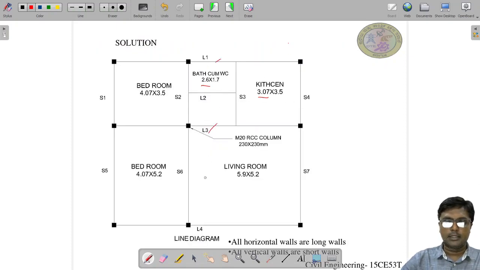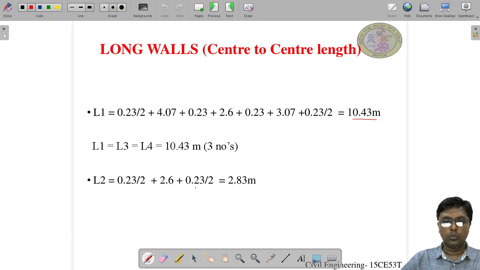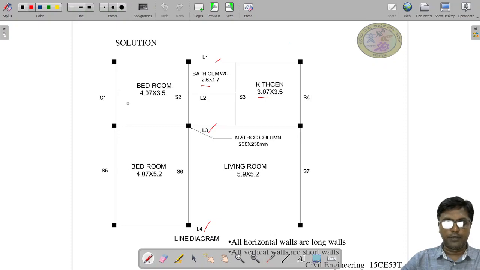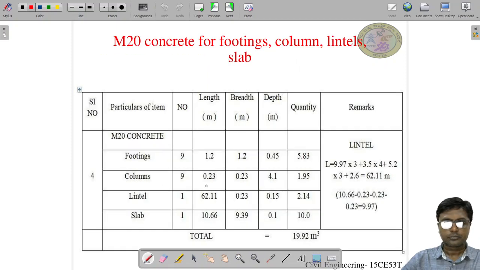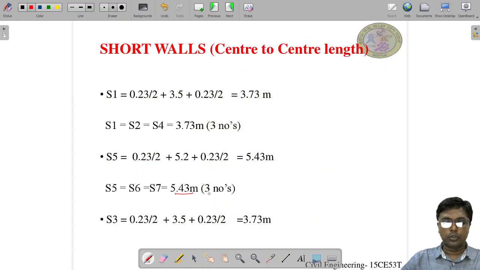As L1, L3, L4 are same, we will take it as 3 numbers. And L2 is 0.23 by 2 plus 2.6 plus 0.23 by 2, which will give us 2.3. Likewise, S1 is 0.23 by 2 plus 3.5, which is the vertical length, plus 0.23 by 2. S1, S2, S4 we have taken as same, while S3 we have taken as different even though the length is same, because there is no column on either side. Also S5, S6, S7 center to center length is calculated, which is 5.43 meter, and S3 is calculated individually.